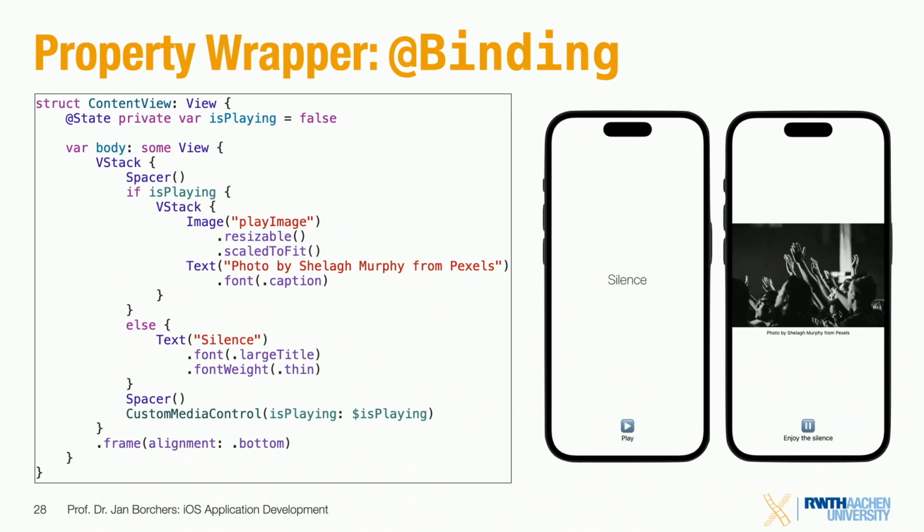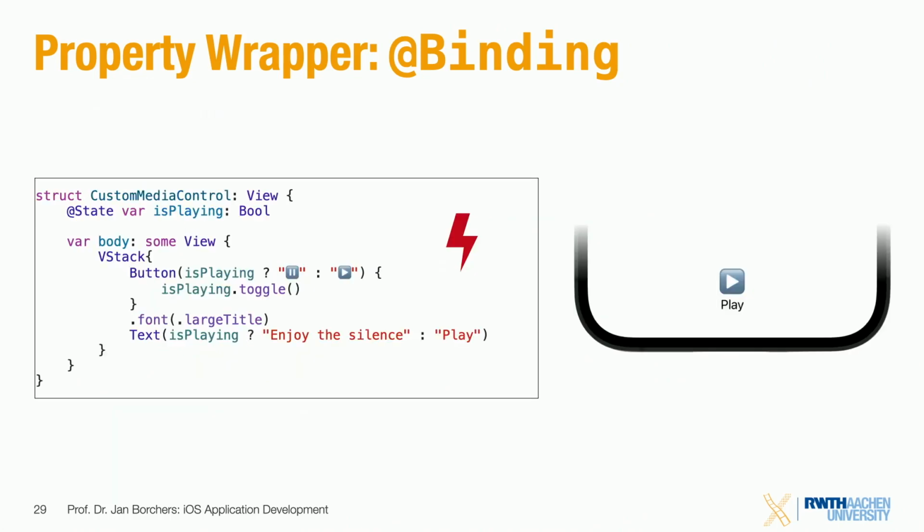And below that, either way, whether I'm in the if or the else clause here, I will show the custom media control. And so that the custom media control knows what it needs to display, it also needs to know whether it's supposed to be playing or pausing. It actually needs to get this variable passed in as an argument, right? The problem is with this code, that's not going to work.